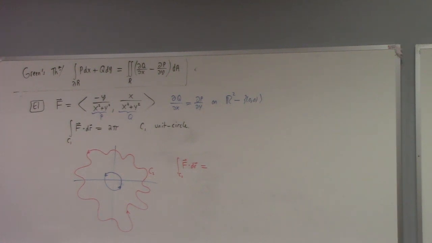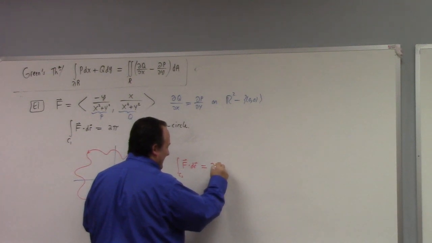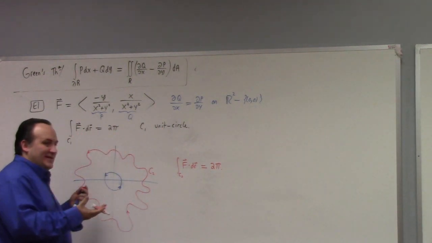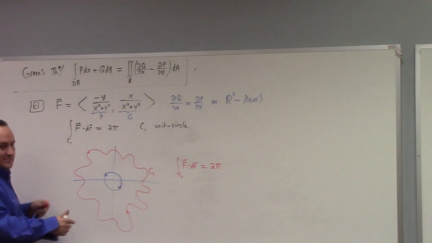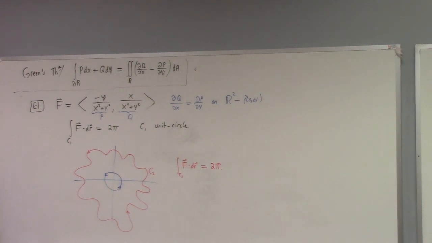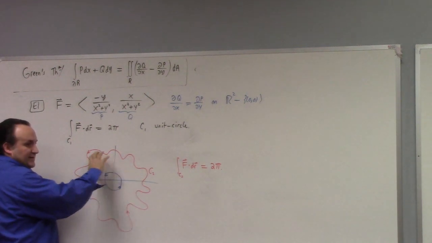Two pi. Yeah. And that's true no matter how big, I mean, it's just really, really neat. No matter how big that curve gets, as long as it's encircling the origin, it's going to work out to 2 pi, because partial q partial x is equal to partial p partial y in between.